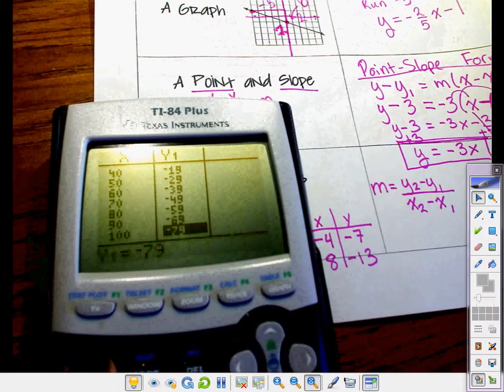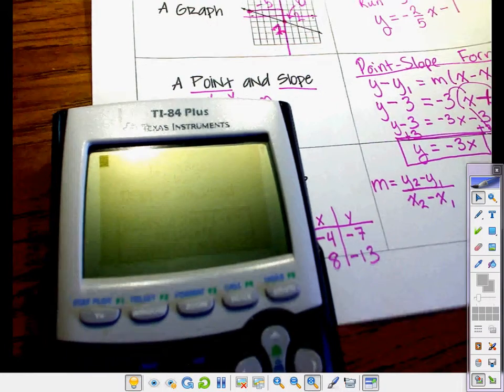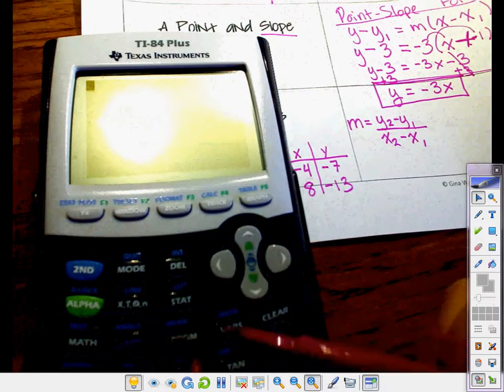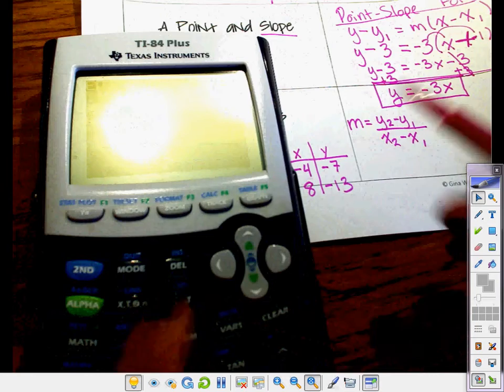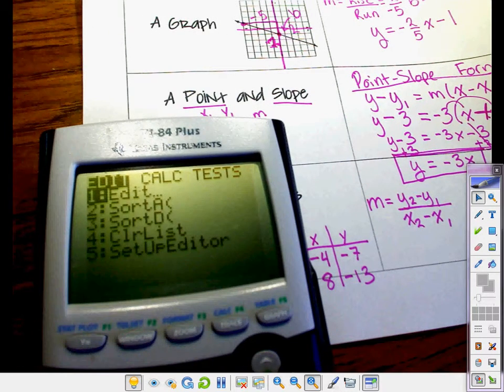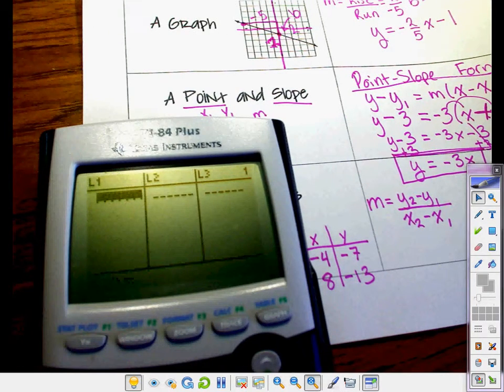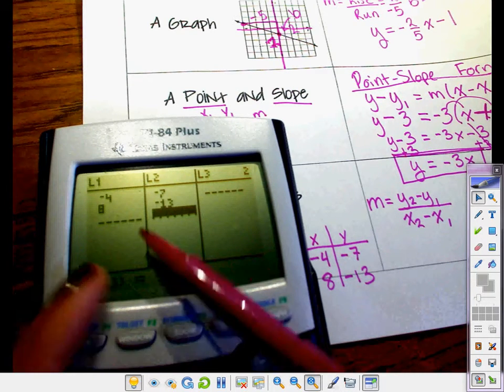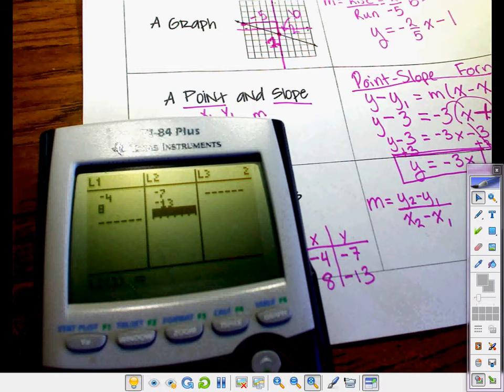Remember when, let me clear my memory real quick. Okay, remember when we went to this button, stat, and then we went to edit, and you can type in ordered pairs. So if I do that, this would be my table. So what is the calculator going to do for me? It's going to give you the whole list. The whole thing, right?